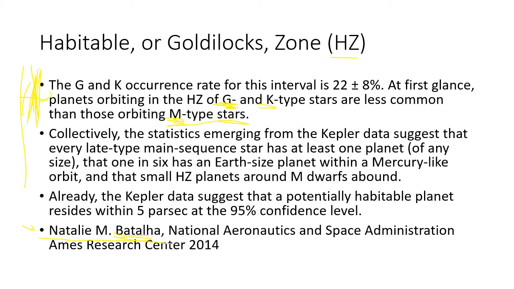However, more interesting was that collectively the statistics emerging from the Kepler data suggest that every late-type main sequence star has at least one planet. 1 in 6 has an Earth-sized planet. And that small habitable zone planets around the M dwarfs, the red dwarf stars, are really common. They abound. And that Kepler's already found evidence of potentially habitable planets within 5 parsecs of us.